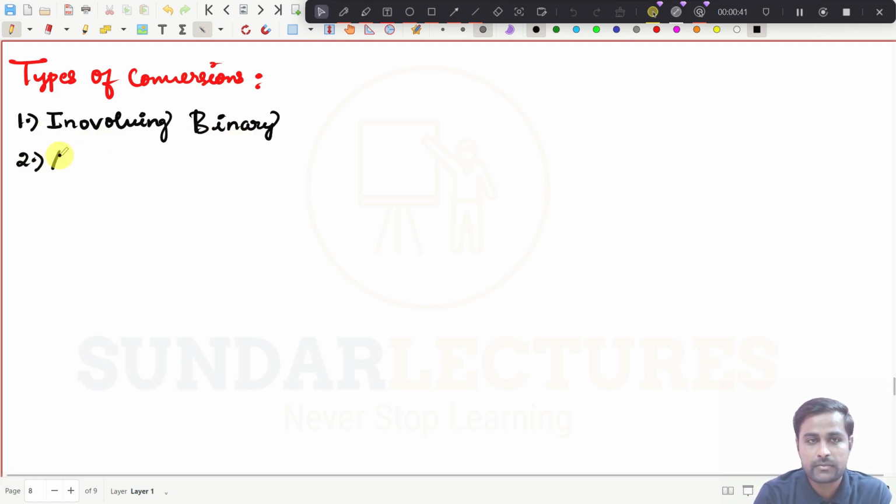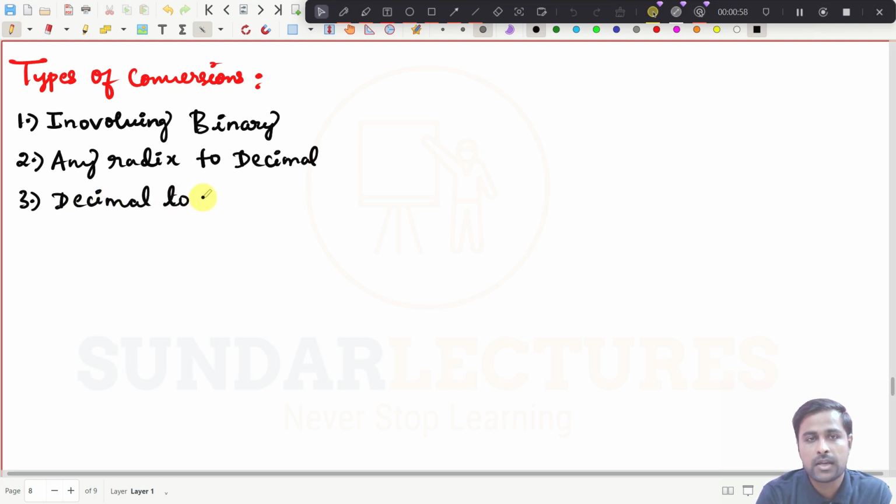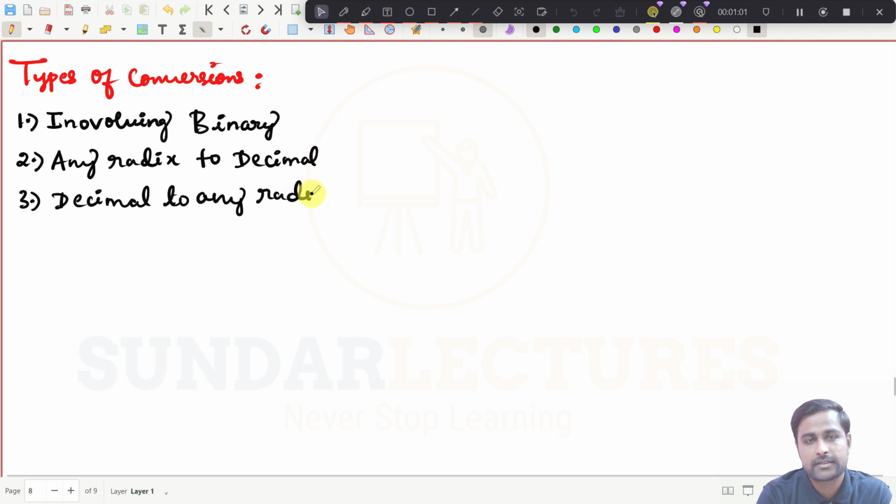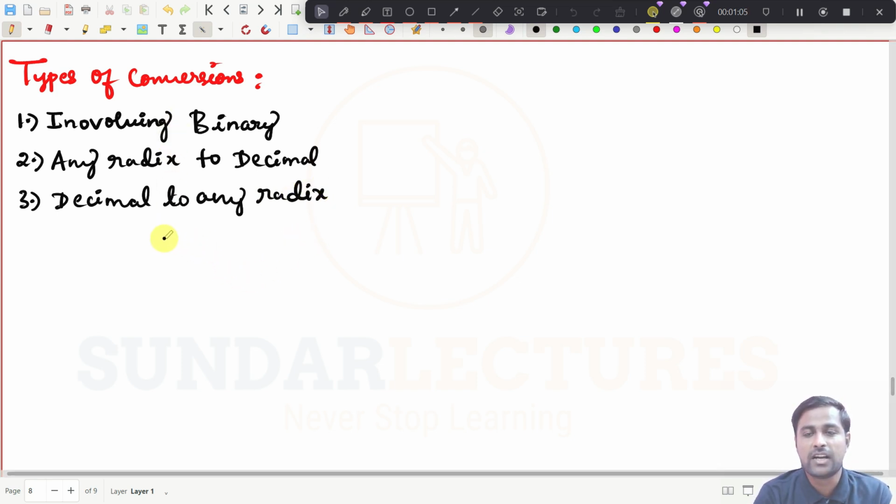Next one, any radix to decimal. This is the next type. And number 3, decimal to any radix. These are the 3 different types of conversions from one number system to another. See, decimal is a separate procedure. You have any radix, from binary, octal, hexadecimal to decimal, and then from decimal to binary, octal, and hexadecimal, you have a different procedure. 3 different procedures you will have, and that is why I have split the conversion into 3 types.